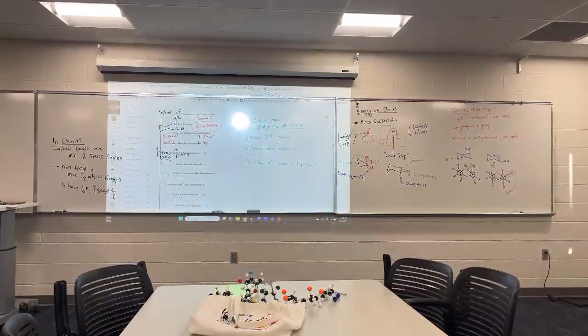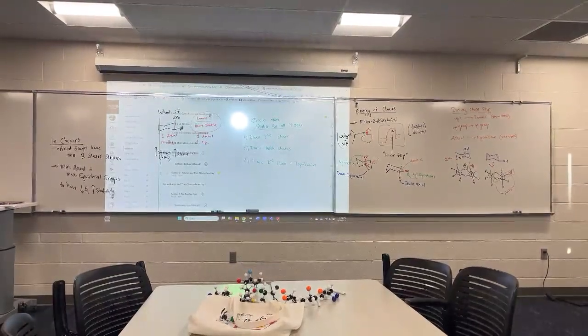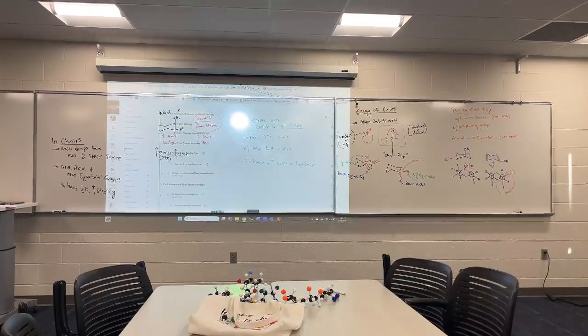Or you could take a hint from Melissa and just pick easier carbons. The carbons that are on the corners are often easier to show their groups on. Okay.